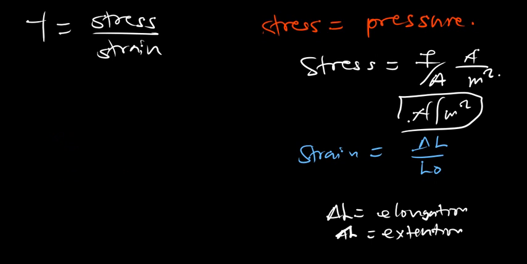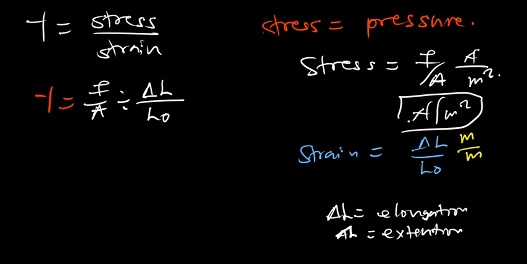So now I can derive the formula for Young's modulus. Since Young's modulus is stress, which is force divided by area, divided by the strain, which is change in L divided by L initial. If we think of it, this is in meters and this is also in meters, so meters and meters can cancel. Therefore, strain has no units because they are both in meters, so they end up cancelling each other.